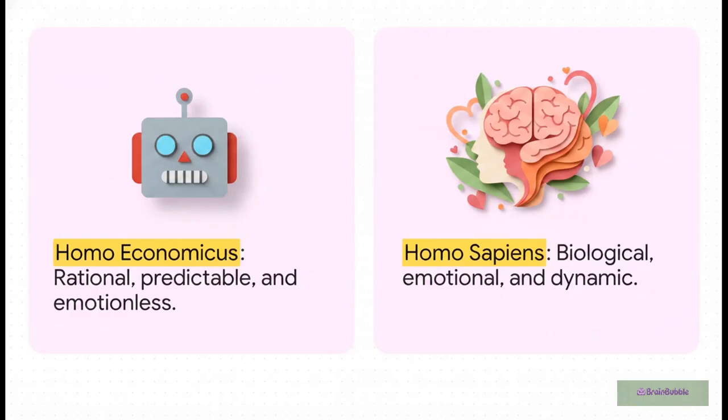And the reason we have to drill all the way down to biology is perfectly captured right here. See, classical economists built their models on a completely fictional creature they called Homo economicus, a perfectly rational, totally predictable, emotionless calculating machine. But we are Homo sapiens. We're biological, we're highly emotional, and our preferences are constantly shifting over time. We aren't just calculators. We are living organisms shaped by evolution. So to truly understand our choices, we really need the relatively new field of neuroeconomics.